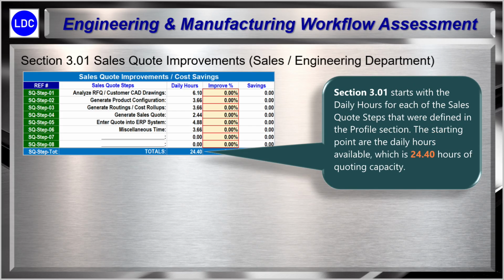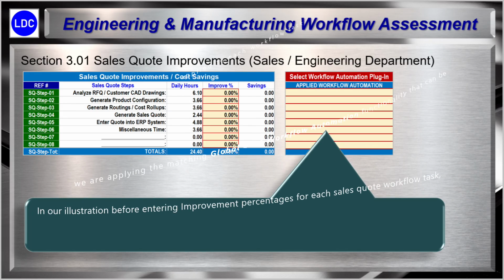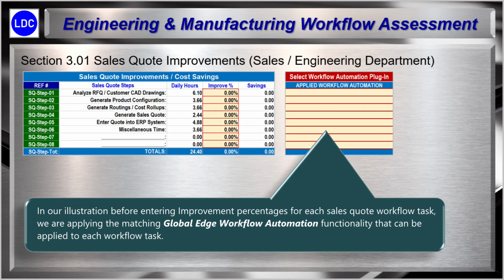Section 3.01 starts with the daily hours for each of the sales quote steps that were defined in the profile section. The starting point is the daily hours available, which is 24.40 hours of quoting capacity. In our illustration, before entering improvement percentages for each sales quote workflow task, we are applying the matching Global Edge workflow automation functionality that can be applied to each workflow task.